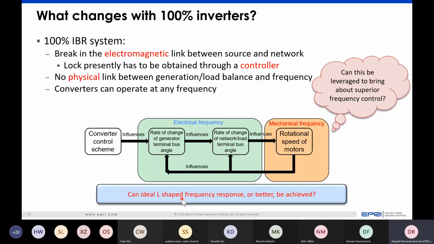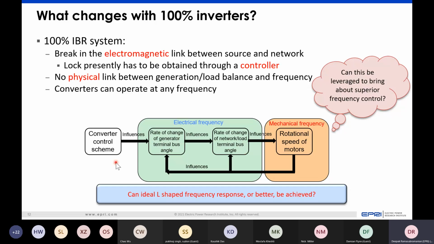The first thing that happens is if there's inverters only on the source side, there is now a break in the link that we had generated with respect to frequency. There's no longer an electromagnetic link between a converter control and the electrical frequency. Of course, we can artificially create a link. We can do anything with the controls, but there is a break in this link, which means that one can rethink what is frequency in such a system.